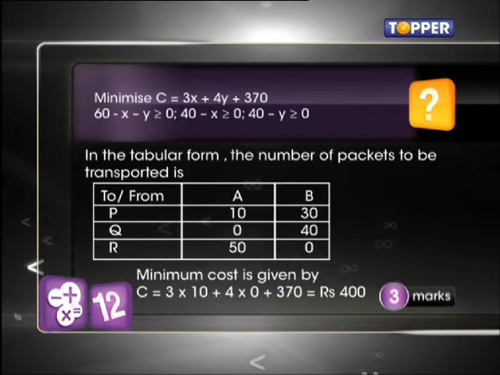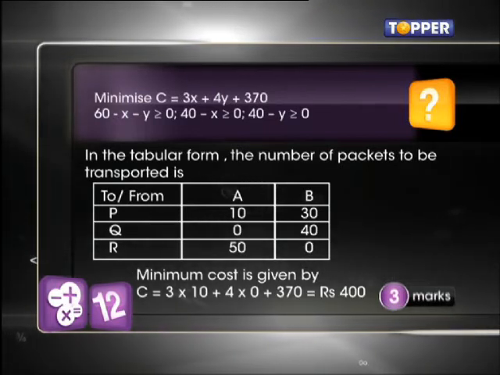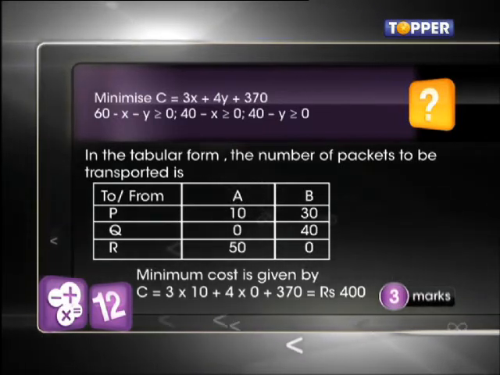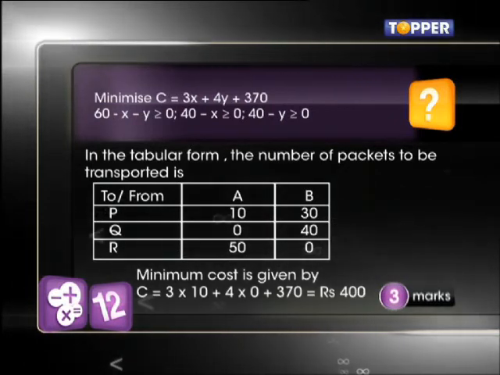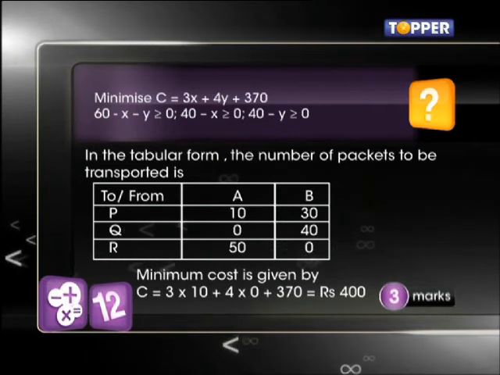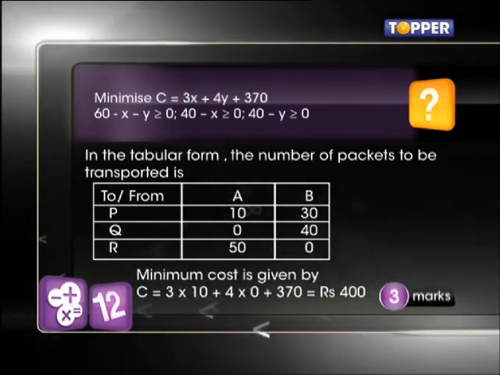Do write the coordinates of each corner point of the feasible region. This is because even if your calculation of the value of the objective function goes wrong, you will get some valuable marks for writing the coordinates of the points correctly.